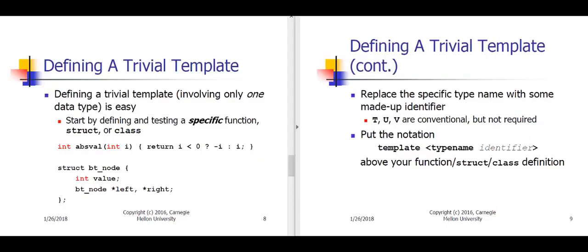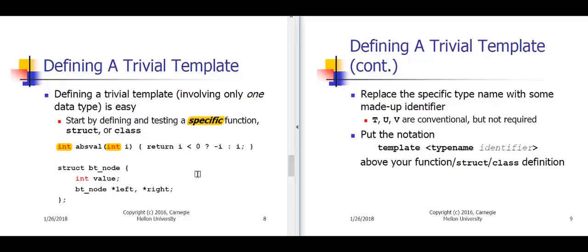So defining a simple template is very easy. First, you start with a specific function or class or struct. You identify what the data types are that might need to change from one version of the function or class to another. Here we have an absval function that returns the absolute value of its int argument. Obviously, the same algorithm will work if we have a short int, or a long int, or a double, or any other kind of numeric type.